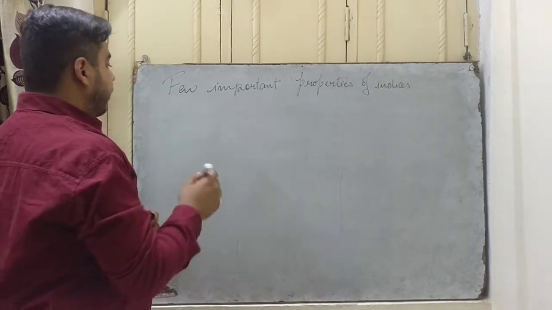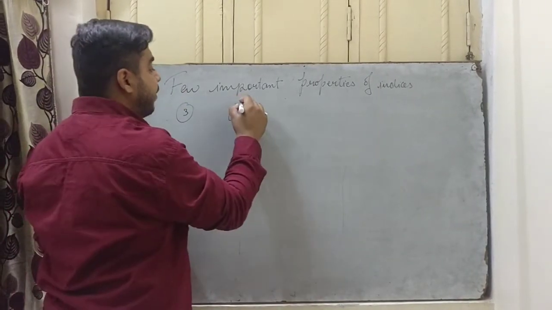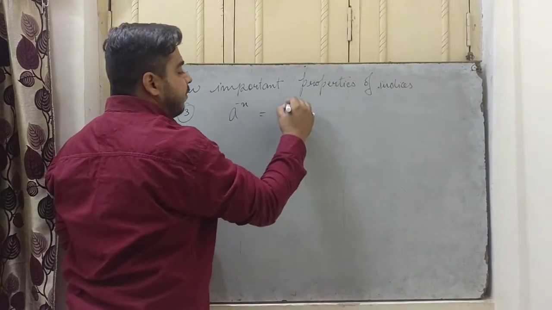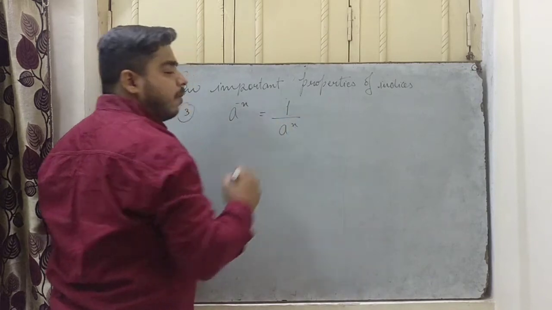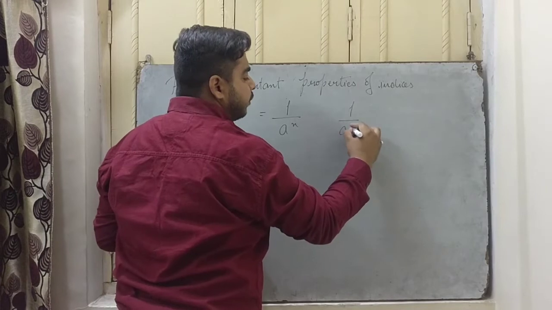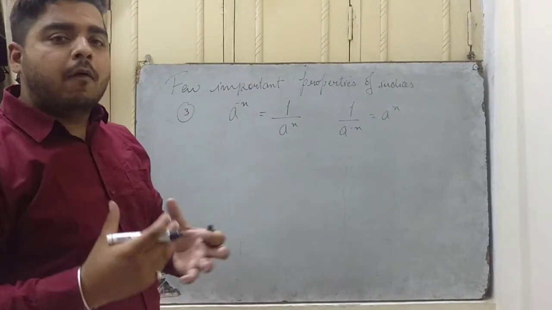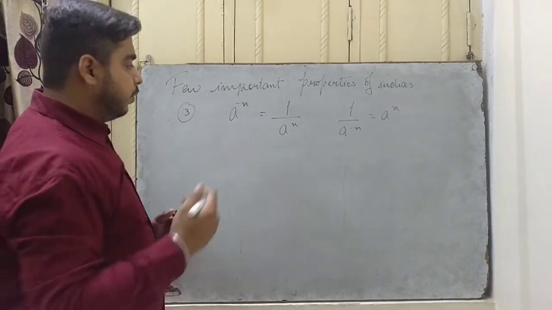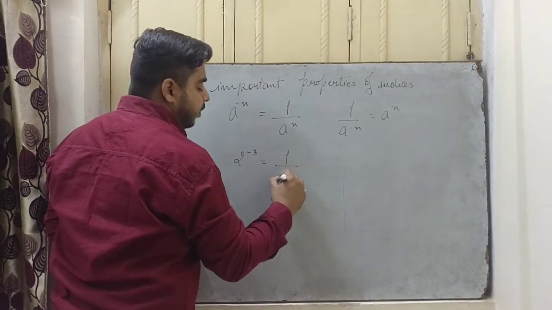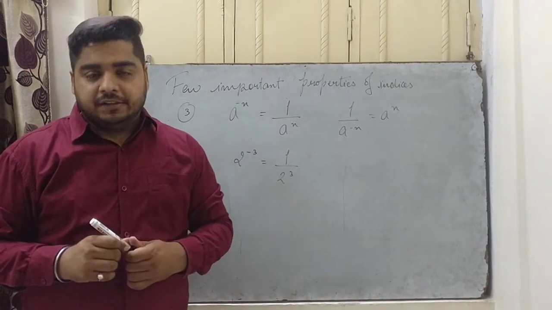Now, the next property of indices says that if any number has a negative power, it will be written in the form of its reciprocal and the power will become positive. In the other case, if it is already negative downside, it will come up and become positive. That means always the positive power is used in indices. For example, 2 to the power minus 3 is written in the form of 1 upon 2 to the power 3. This is also an important property of indices.